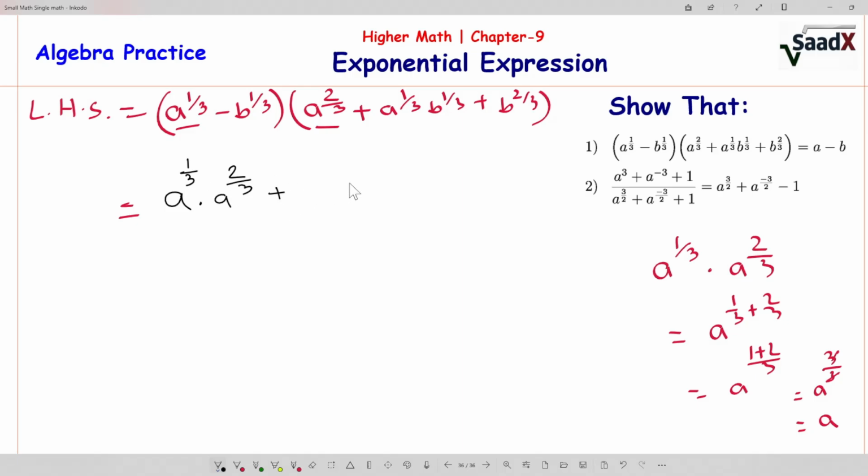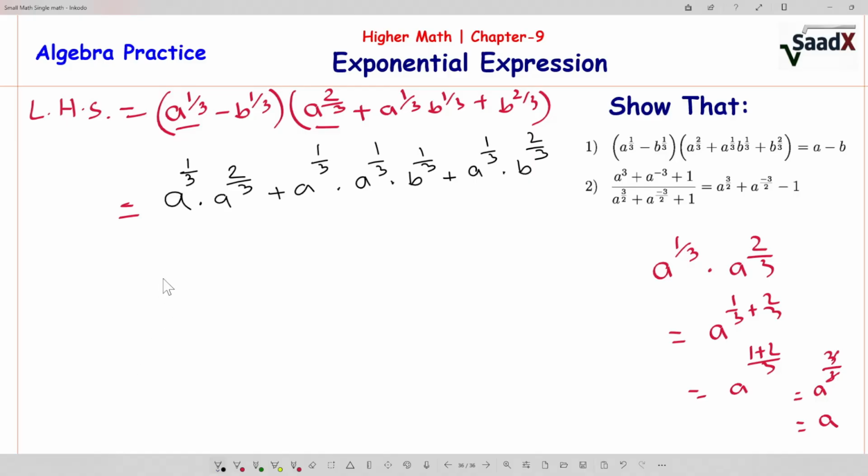Then plus, same, a to the power 1 by 3 times a to the power 1 by 3 times b to the power 1 by 3. Next, plus a to the power 1 by 3 times b to the power 2 by 3.